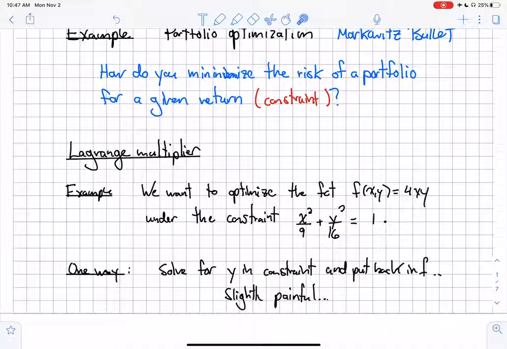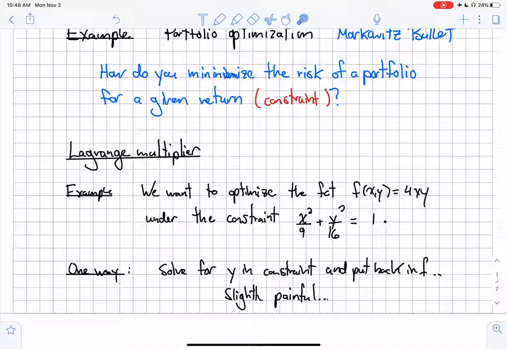One way is exactly like we did for the sum of numbers. What I could do is solve the constraint for one variable, say y. Here I will have plus y and minus y because of the square root, and then put it back in the function. So I'm going to get two functions with plus square root and minus square root, and then optimize this function, which is only a function of x. This becomes a one-dimensional problem, and that's Calc 1. But this is slightly painful because of that square root. So can we do that right away?